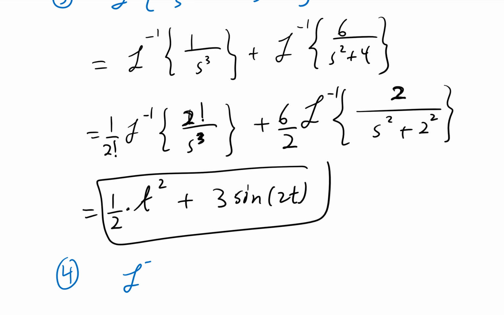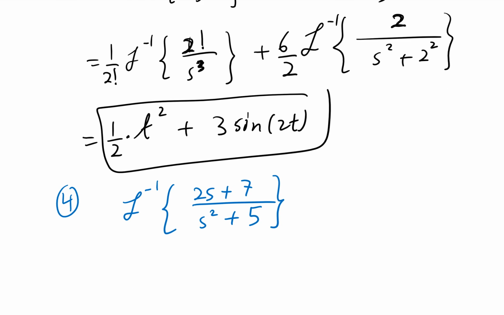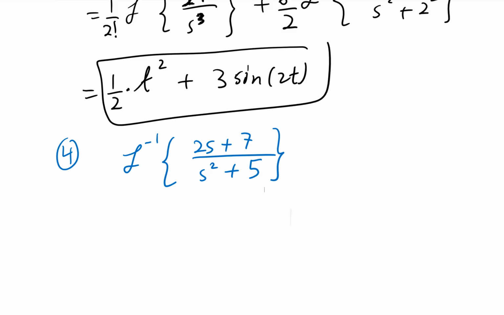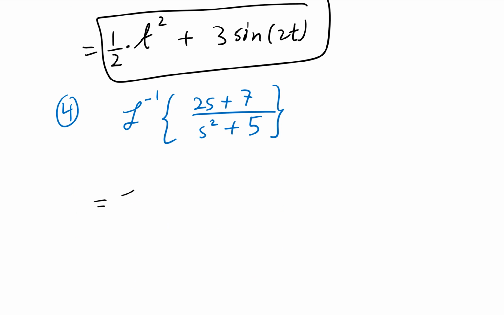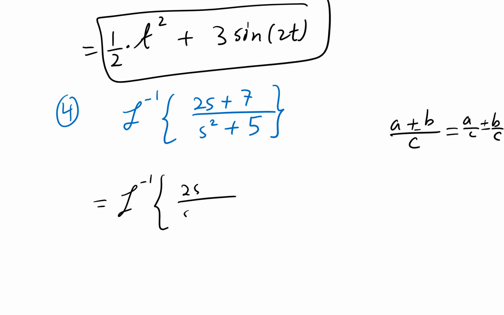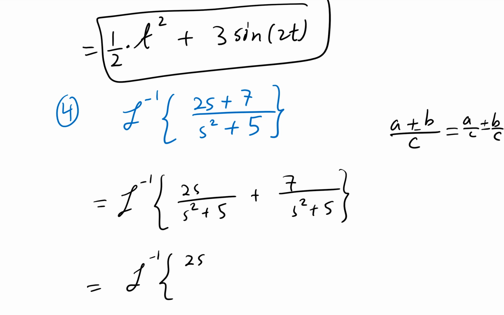Number 4, inverse Laplace of 2s plus 7 divided by s squared plus 5. To start with, this doesn't look like any of the ones we are familiar with, but there's a property in algebra that says (a plus or minus b) over c is a over c plus or minus b over c. So we can use that to break down this function into a sum of 2 functions. Then by the linearity of inverse Laplace, we can break this into 2 inverse Laplaces, 2s over s squared plus 5 and 7 over s squared plus 5.